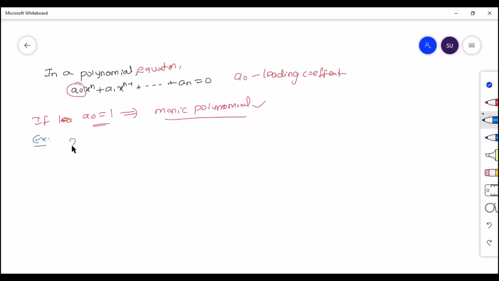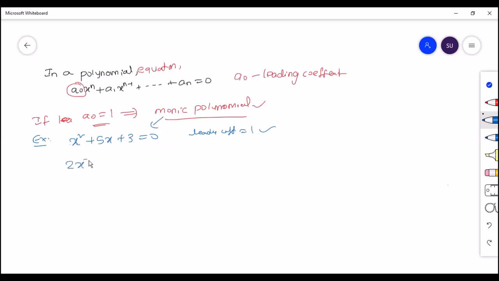Suppose I write x square plus 5x plus 3 is equal to 0. Here the highest degree term is x square. What is the coefficient for this? It is 1. That means the leading coefficient is equal to 1. That's why it is called a monic polynomial.